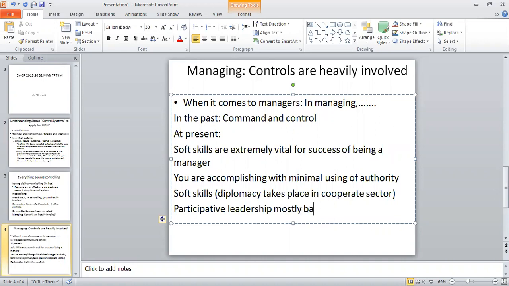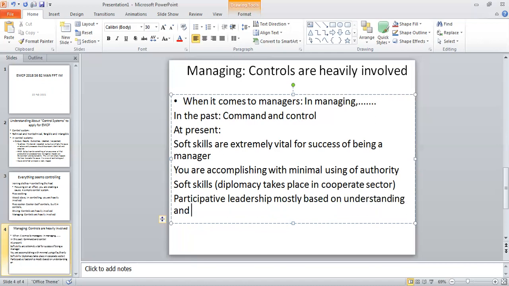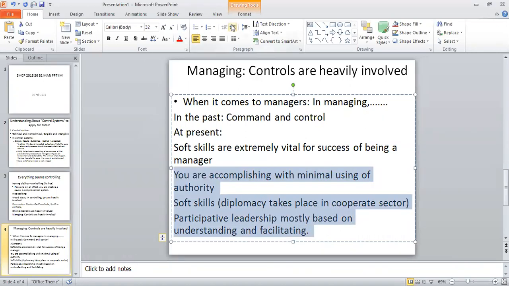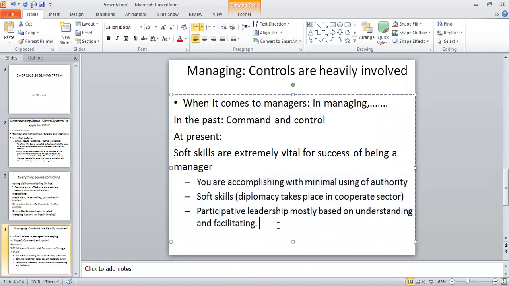Leadership, mostly based on understanding and facilitating. That's why, in the European world, they are really performing in this way when it comes to managing. Participatory leadership, so the corporate sector, private sector, and it depends on cultures. It depends on cultures. So you have to improve this all the while.